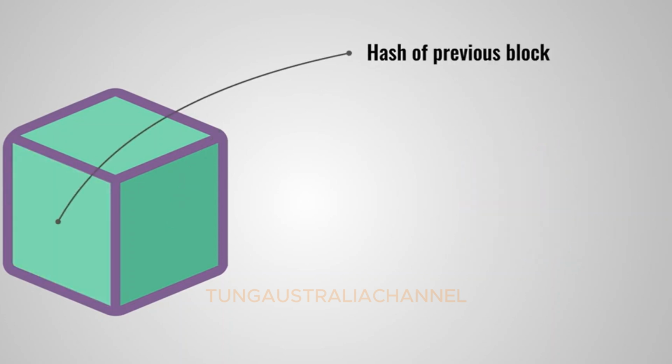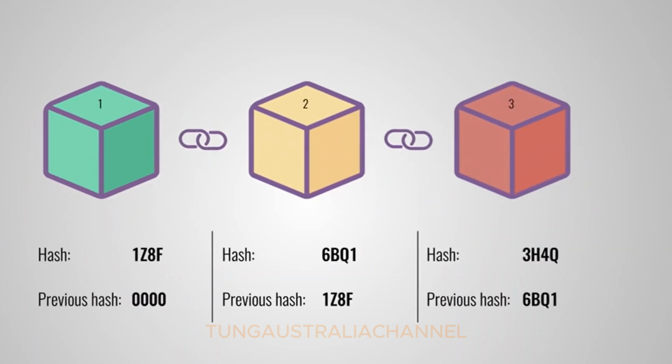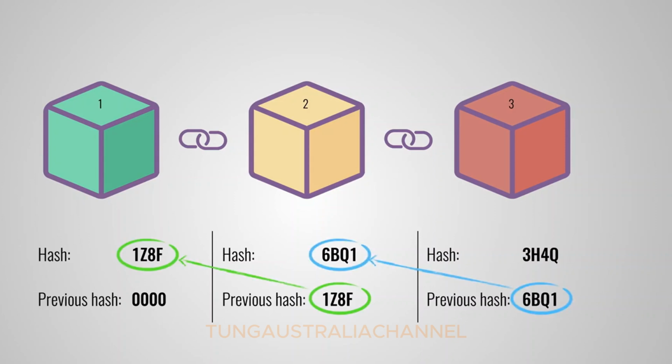Let's take an example. Here we have a chain of 3 blocks. As you can see, each block has a hash and the hash of the previous block. So block number 3 points to block number 2, and number 2 points to number 1. Now the first block is a bit special. It cannot point to previous blocks because it's the first one. We call this the Genesis block.